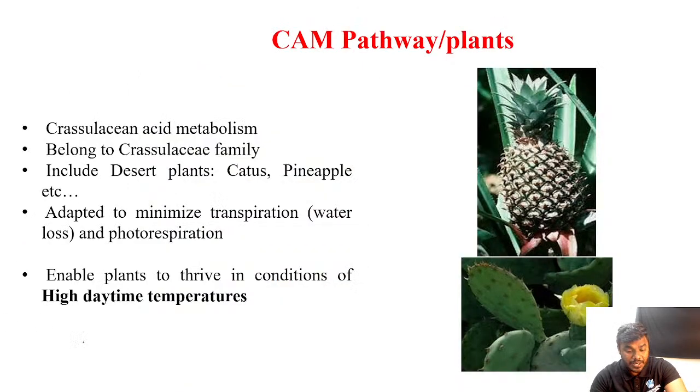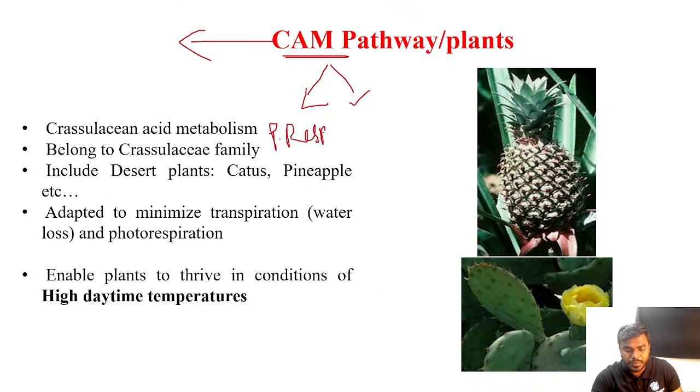Now, my friends, the last and final pathway that we have to study is the CAM pathway. Undoubtedly, in the case of the CAM pathway also, we have to avoid photorespiration. There is no doubt about it. In the CAM pathway, there are two problems. What are the two problems? First problem, we have to avoid photorespiration.